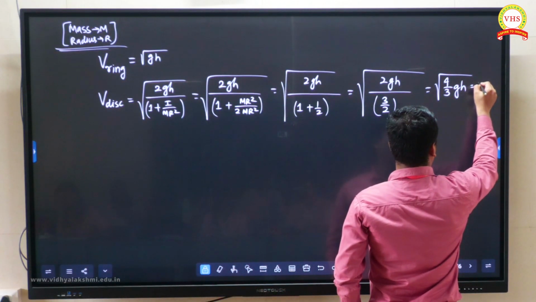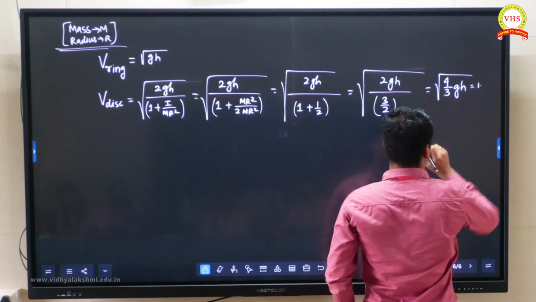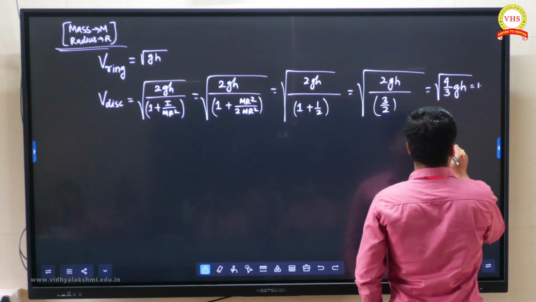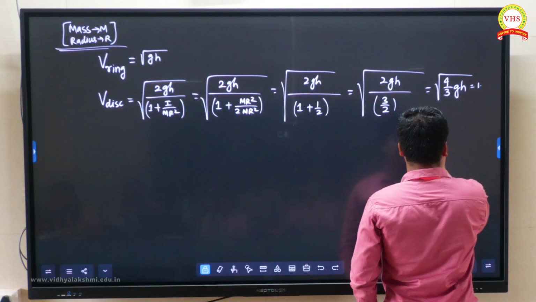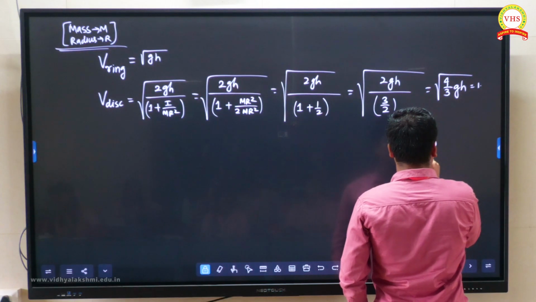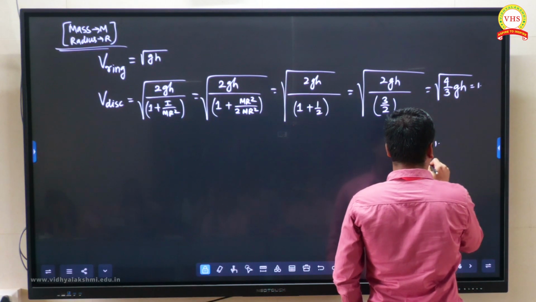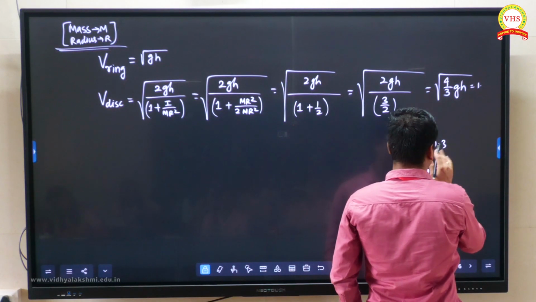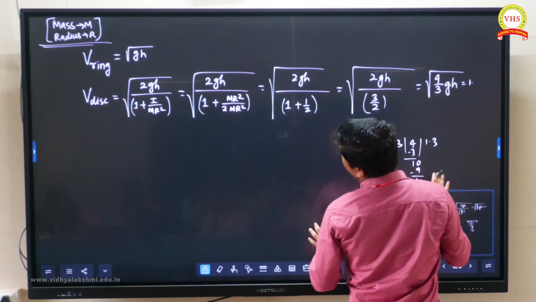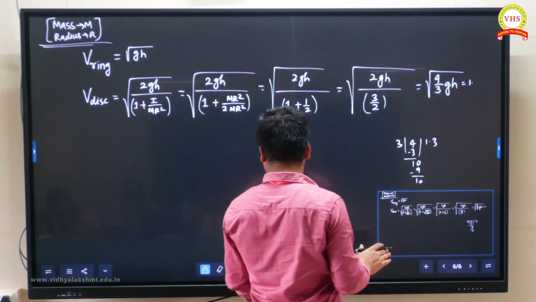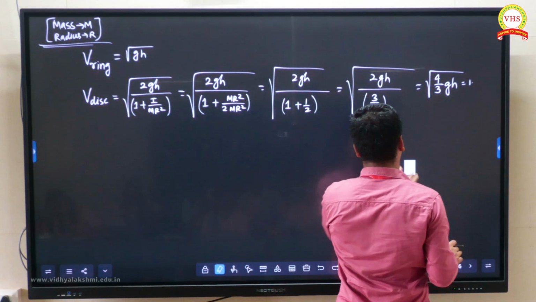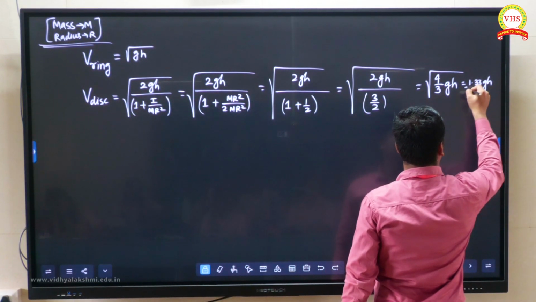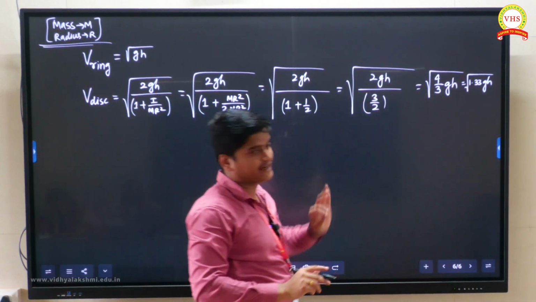So 4 by 3 means how much is it? Approximately 1.33. Yes or no? You can check here, 4 by 3. So what can I write here? 1.33. So right here it is 1.33. Why am I writing this? I'll explain at last. So now I calculated the decimal and wrote it.